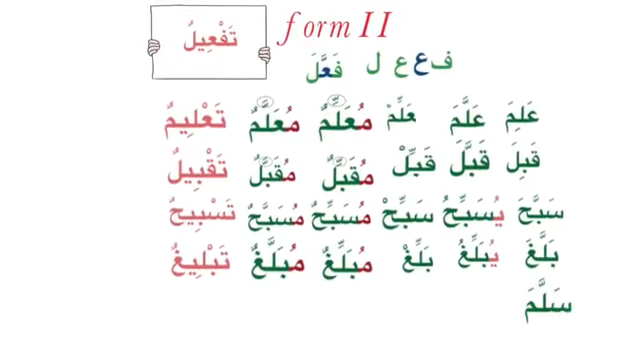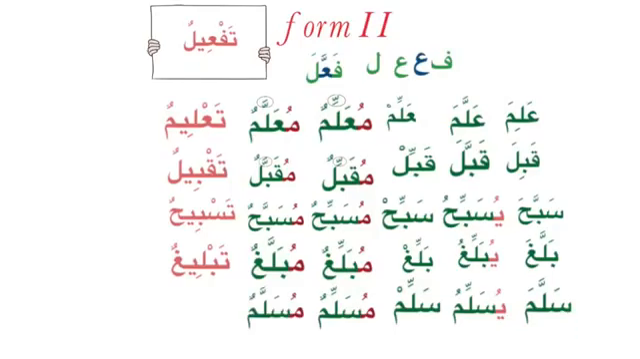So say one more example. Sallama, to deliver or to send. You say yusallimu, that's the mudari'. And how do we say amr? Sallim. And ism fa'il will be musallimun, with kasra. This is more important to remember. Musallimun is ism fa'il and musallamun is ism maf'ul.